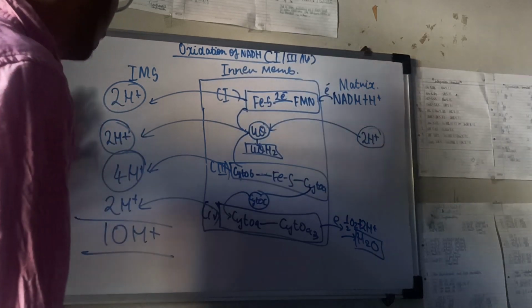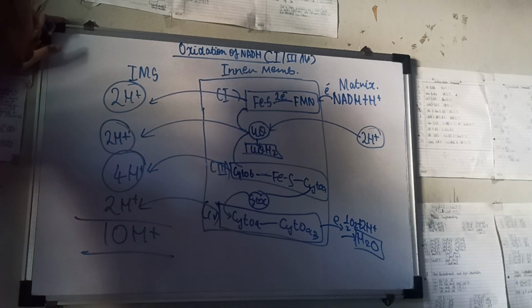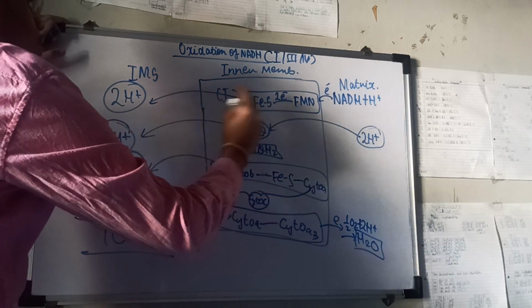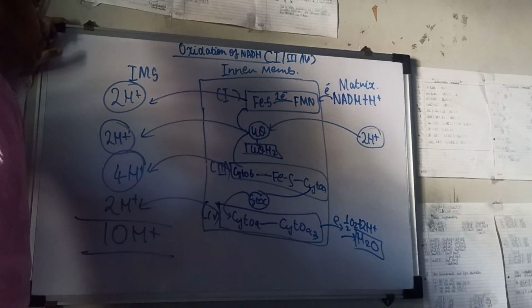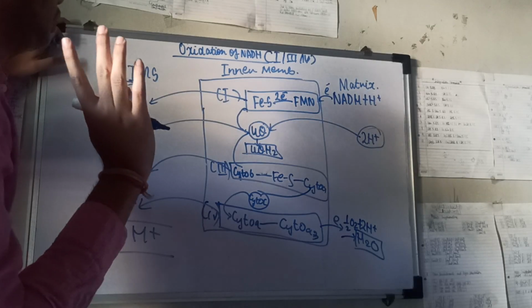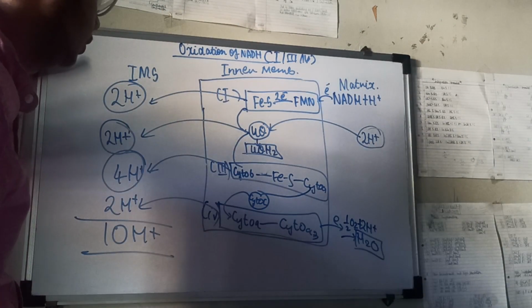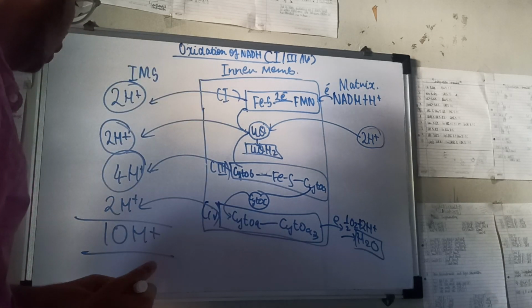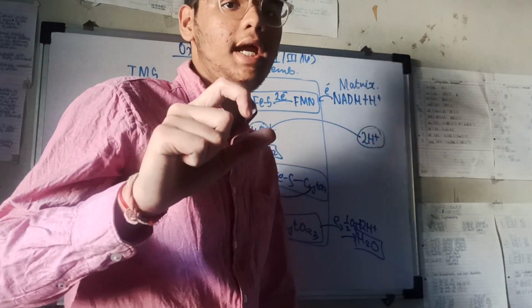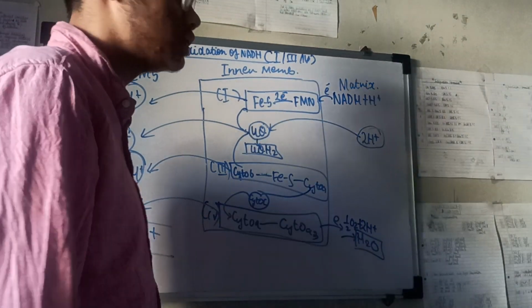This means the concentration here is increased and here it is decreased. Thereby you can see the flow of H plus or electrons. A proton gradient is created. This way, oxidation of NADH is done. You have to remember this. Note this, then we will do oxidation of FADH2, which is the second process of this cycle.